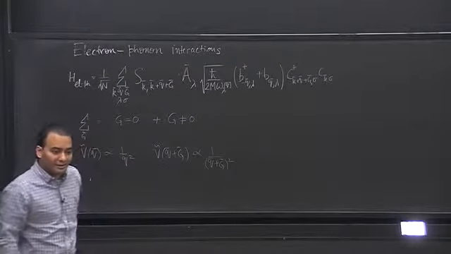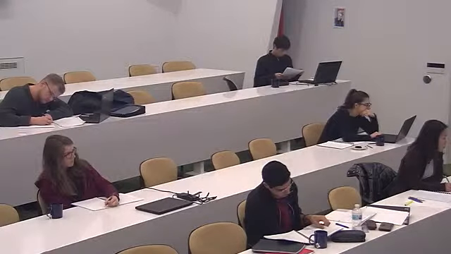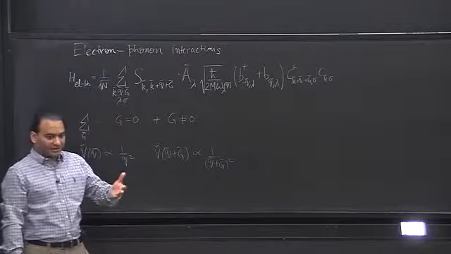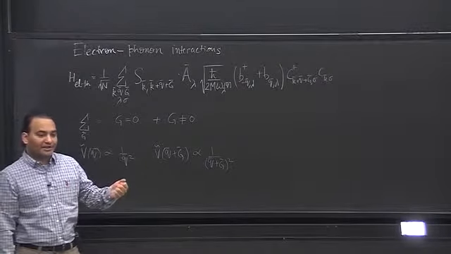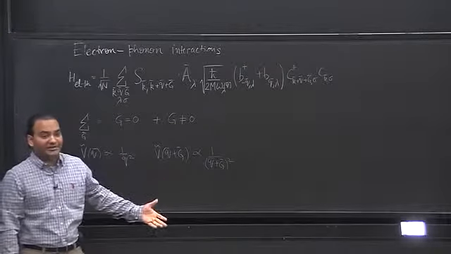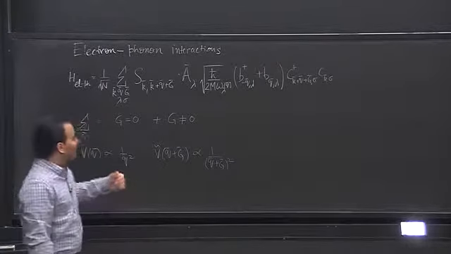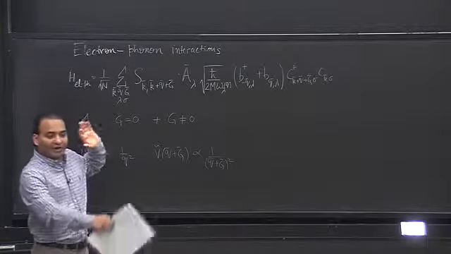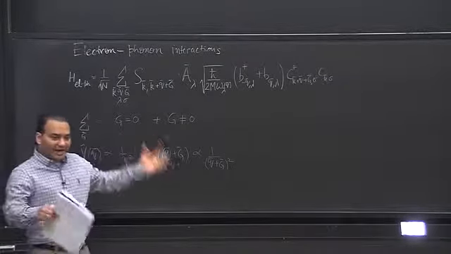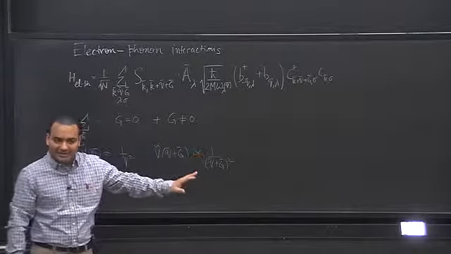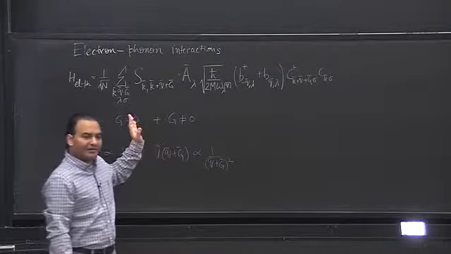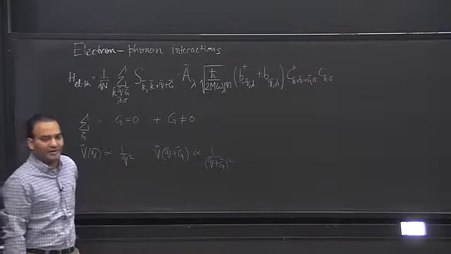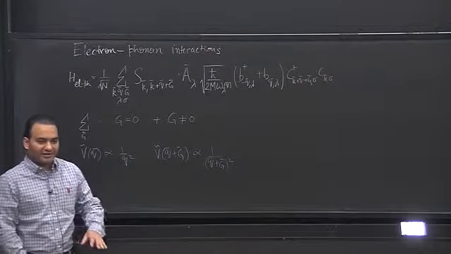Yes? Specifying again to Coulomb potential? No, so we started with Coulomb potential between electrons and ions. But now we are talking about this potential, which involves a gradient operator. So we started with that interaction, then we did a Taylor expansion, and in the Taylor expansion, we kept the first order term, which is also dependent on u_n. Yeah. Does that address your question? Yeah.